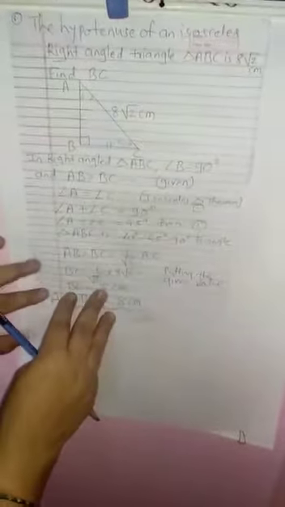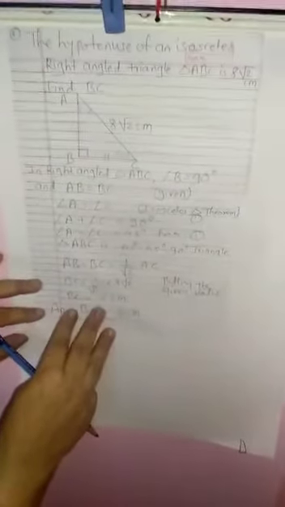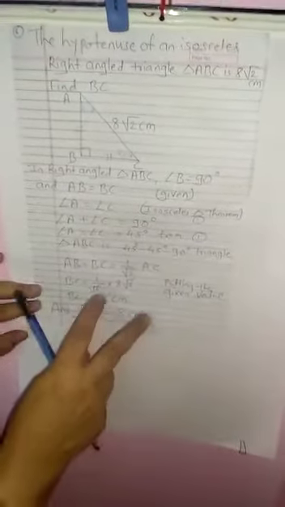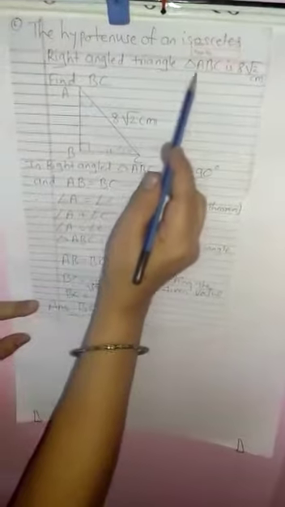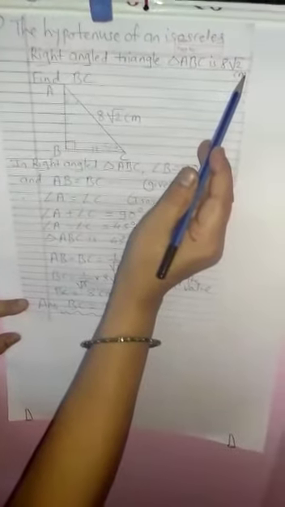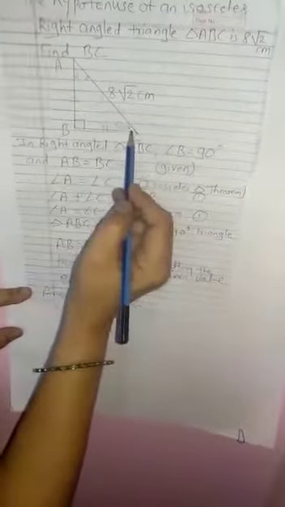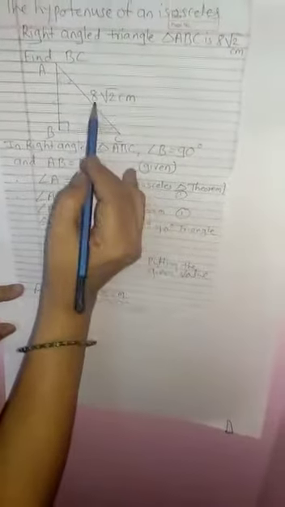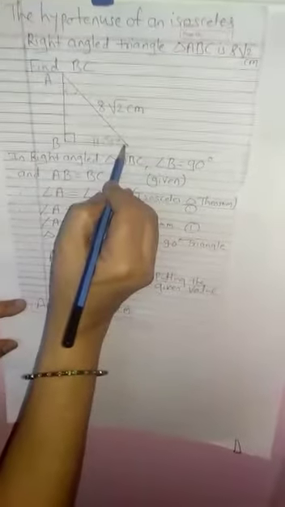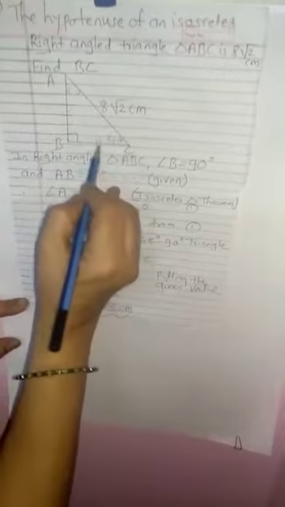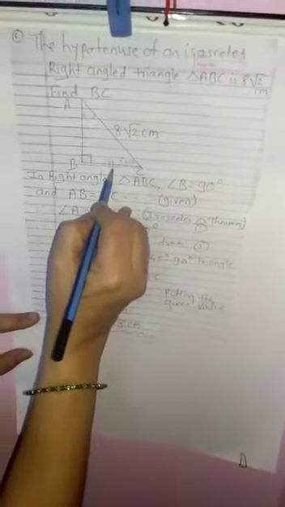Now this example is based on our next property which we have learned, 45, 45, 90 degree, or the property of isosceles right angle triangle. The hypotenuse of an isosceles right angle triangle ABC is given 8 root 2 centimeters, find BC. So in triangle ABC, this AC hypotenuse is 8 root 2 centimeters given. As it is an isosceles right angle triangle, AB is equal to BC, congruent sides.